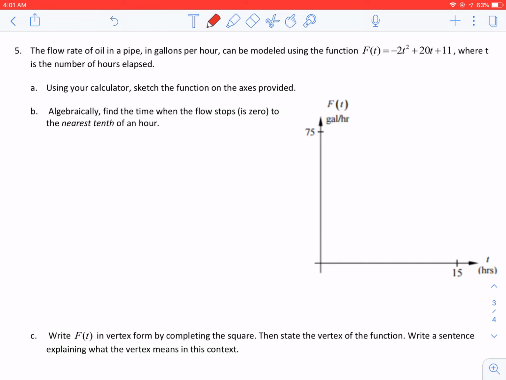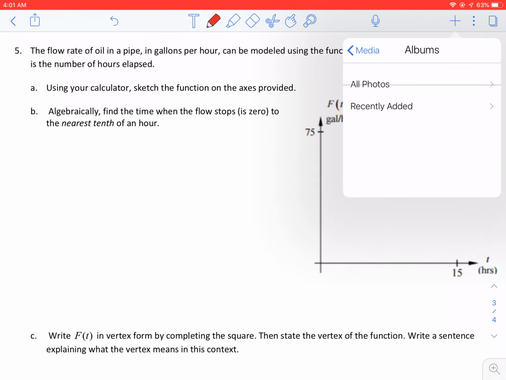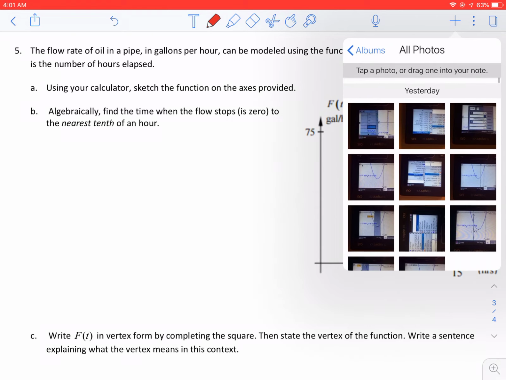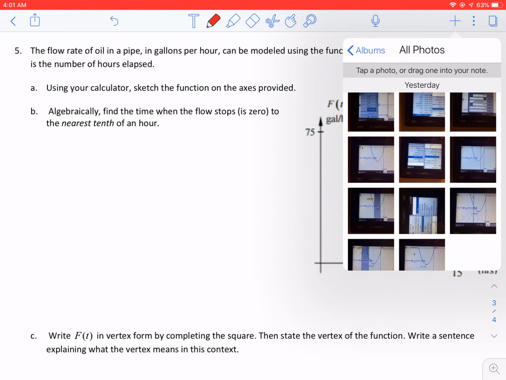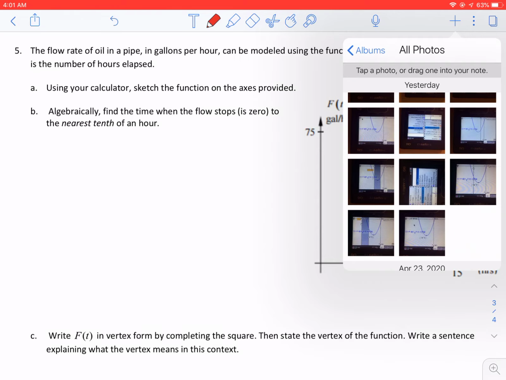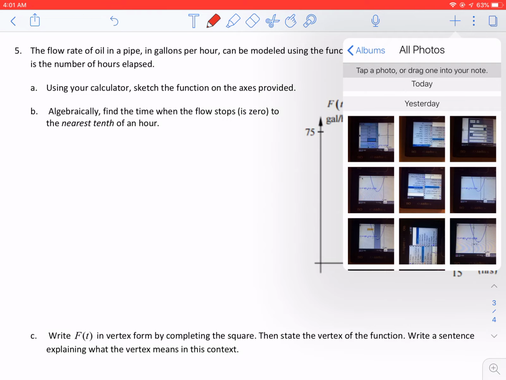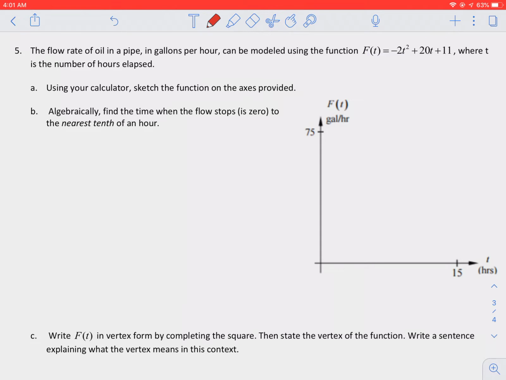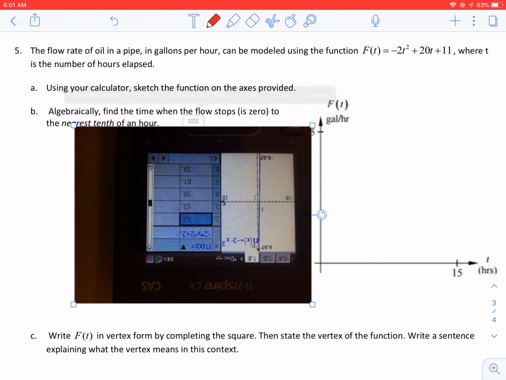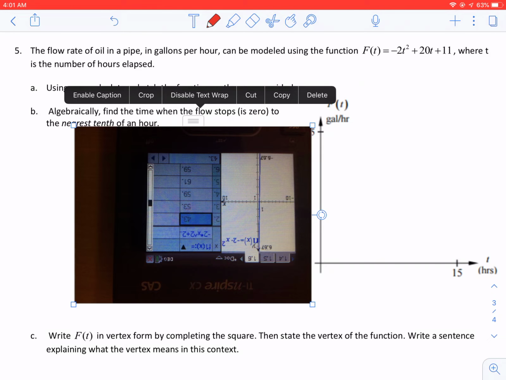So I did take some pictures of this one. So that one looks like, why are all my pictures upside down? That's kind of annoying. But hopefully this doesn't, can I rotate this? There we go.